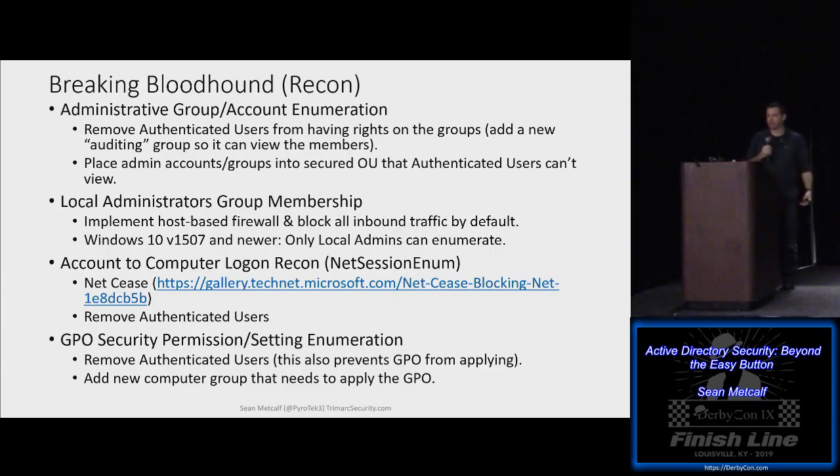We can break that with a tool called NetCease by the Microsoft research team. It removes authenticated users so they can't do this. We can do this on DCs. We can do it on file servers. Guess what? BloodHound now cannot do net session enumeration in the environment, because stealth mode, as I understand it, basically switches from connecting to DCs for this to connecting to the servers, the file servers, home directory servers. And then the GPO security permissions: again, if you can't see it, you can't enumerate the permissions, you can't enumerate the settings.